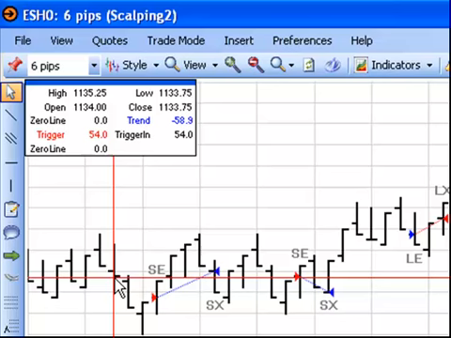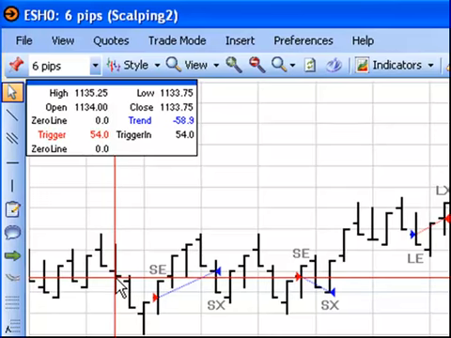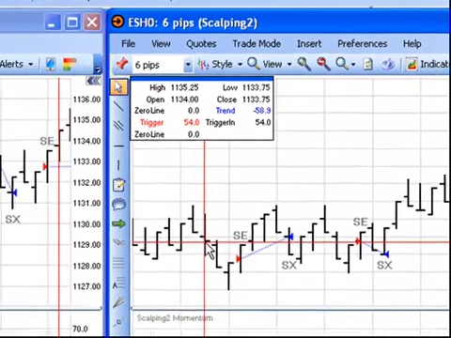These strategies are designed to trade 24 hours a day. And really the reason we're able to do that is because we're using range bars. Range bars allow you to see pure price movement.